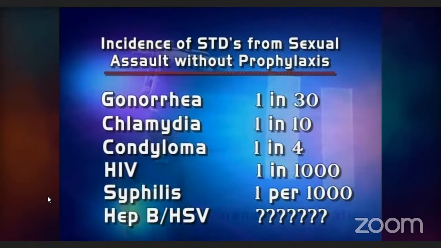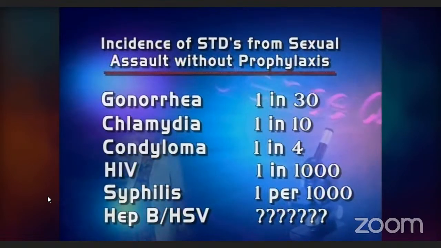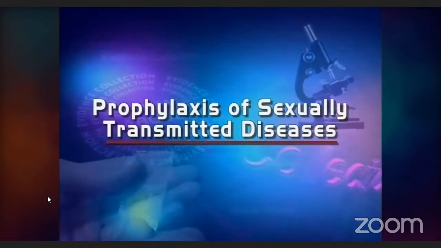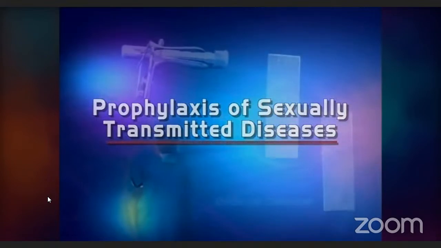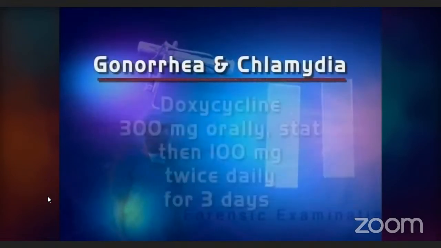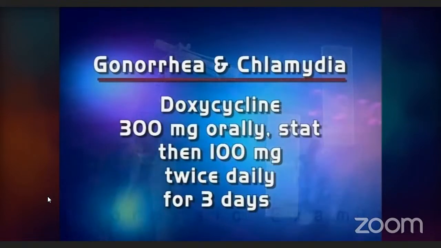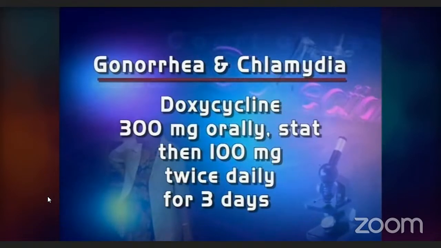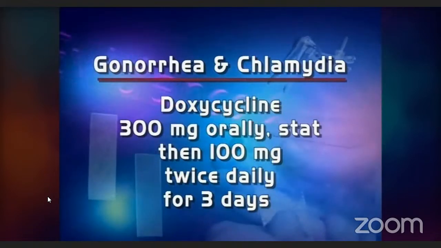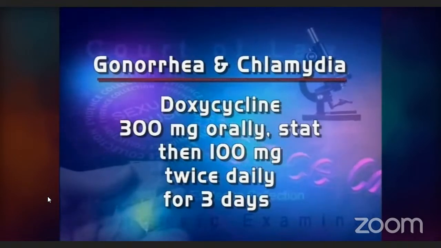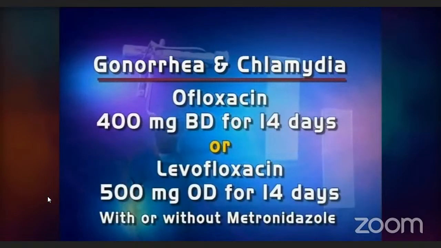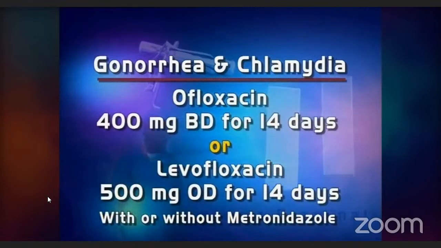However, in non-immune or unvaccinated individuals, immune globulins should be considered. Suggested protocol and dosages against these potential infections are shown here. In non-pregnant, non-allergic individuals, one of the most common and accepted regimens for prophylaxis against both gonorrhea and chlamydia is doxycycline, 300 milligrams orally stat, followed by 100 milligrams twice daily for 3 days. Fluoxetine is also an acceptable alternative at a dose of 400 milligrams twice daily.